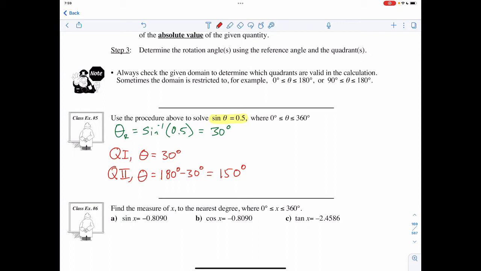And the nice thing is, I can put both of these back into my calculator and say sine of 30 or sine of 150 and check to see if I get 0.5 or 1 over 2 for both of them, which I 100% do, which means that the angle is either 30 degrees or 150 degrees. Because there are 2 quadrants where sine is positive, there are 2 answers where this works.